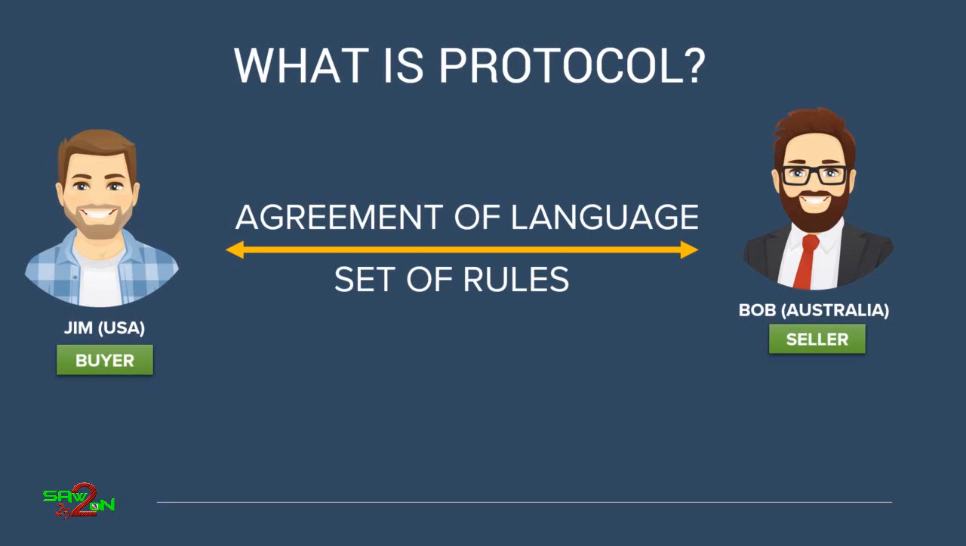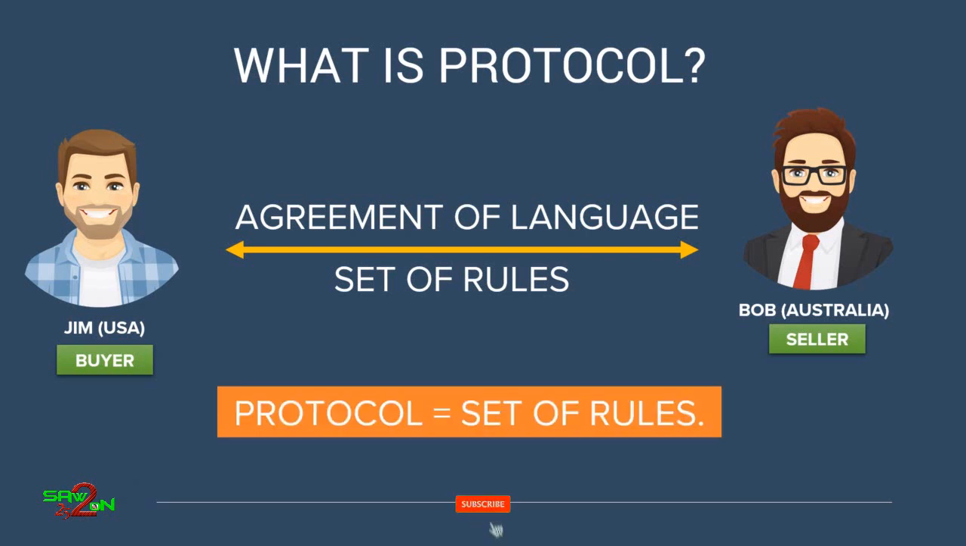And that is nothing but a set of rules. Language is nothing but a set of rules, right? Language defines what alphabets to use, how you pronounce them, and what words you use. So these are basically the rules of a language. In terms of protocol, protocol is nothing but a set of rules. When two people communicate with each other, they typically agree on a language. If they speak the same language, then the communication can happen, right?